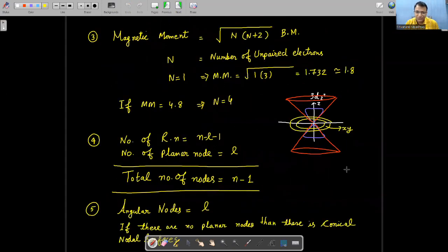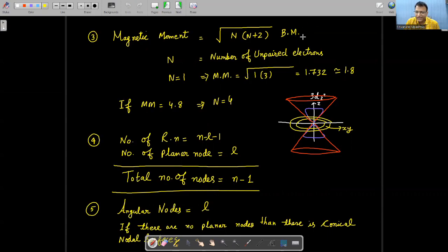So moving to the next point, magnetic moment. There are many questions of coordination compounds where they ask that for this coordination complex, what is the magnetic moment of the central atom? So we already know that the magnetic moment formula is equal to under root n(n+2) Bohr magneton, right?